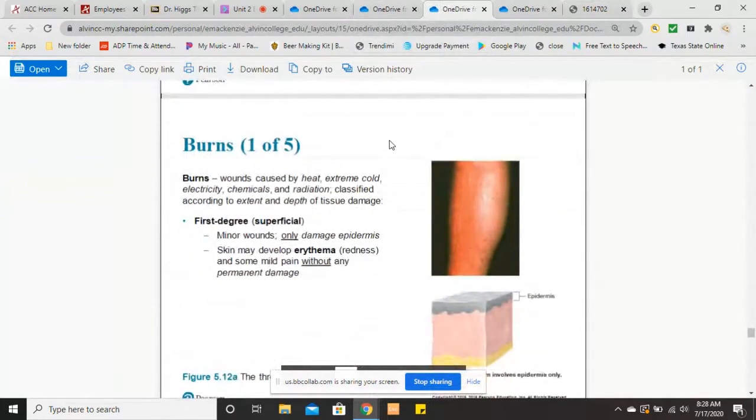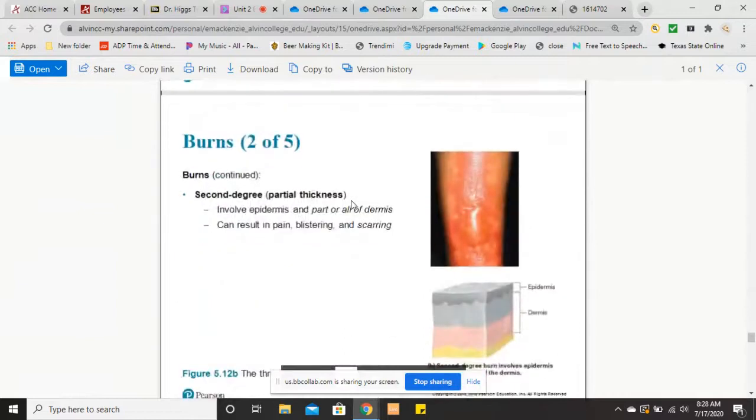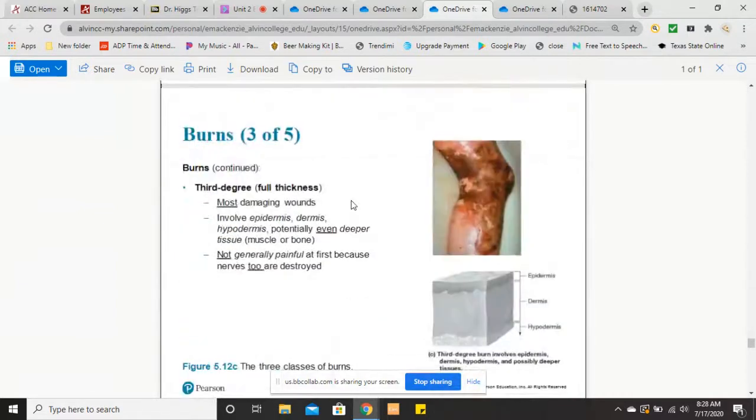Like usual, there are multiple types of burns, so we categorize them. You got to know these three groups of burns. How much of the skin does that burn affect, and is it initially painful? So what are the burns? There's a first degree burn, a second degree burn, and a third degree burn.